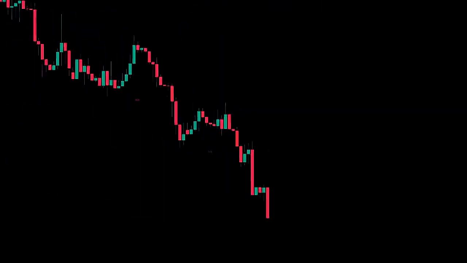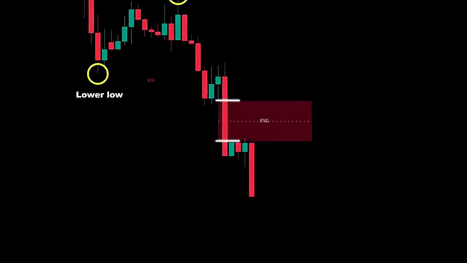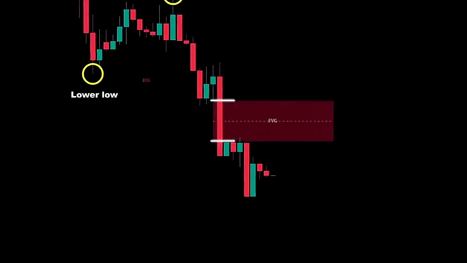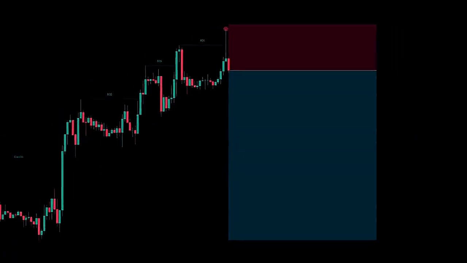For bearish scenarios, begin on the higher time frame by confirming downward momentum with lower lows and lower highs. Then identify fair value gaps as potential supply zones. When price retraces into one of those gaps, switch to the lower time frame and seek a bearish liquidity grab above a recent high. Enter after confirmation. Position your stop loss above the liquidity grab and target the next key level below.